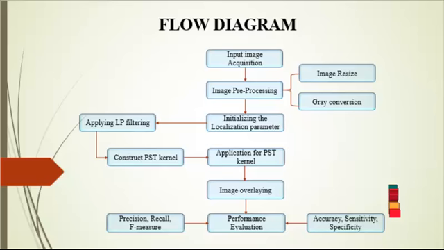The PST applied image is obtained, where the edges are found in the given input image, which shows the PST kernels. After that, the edges are obtained. The obtained edge image is overlaid on the input image, which shows the PST kernel transform of the image. After the image overlay, the performance of the system is evaluated. In the performance evaluation, we find the accuracy, sensitivity, specificity, precision, recall and F measure value of the image.